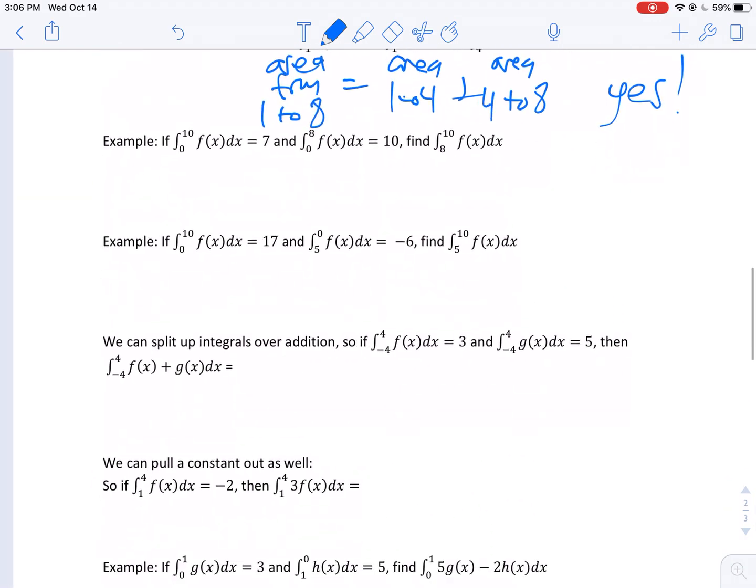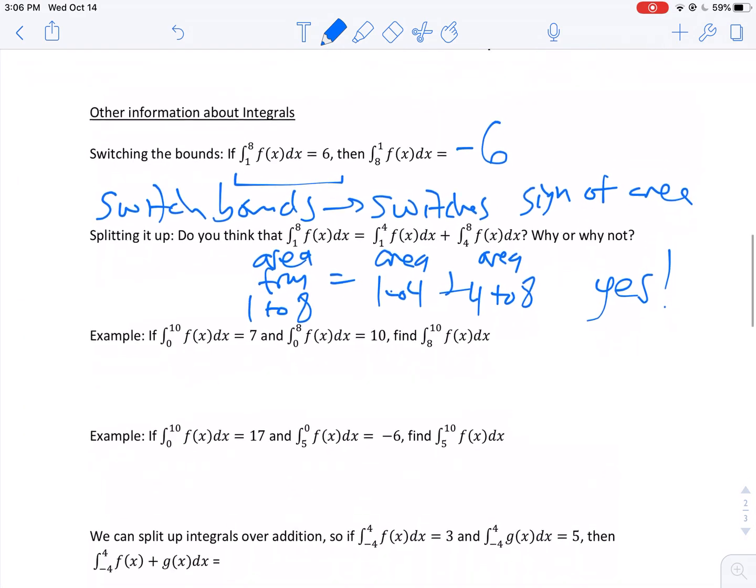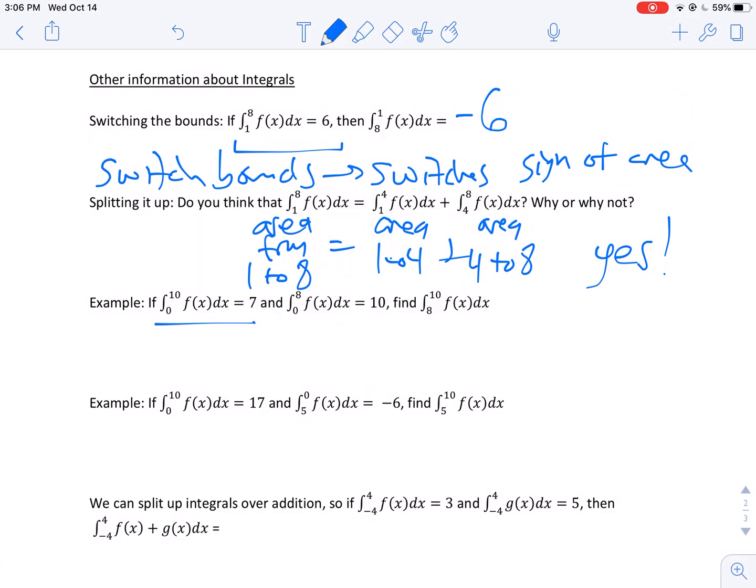Okay, let's do some example problems just so we can see some problems using these. So the integral 0 to 10 of f is 7, integral 0 to 8 is 10, find the integral 8 to 10. Now the bigger one is 0 to 10, so let's split this up.